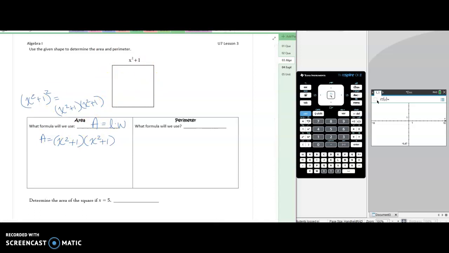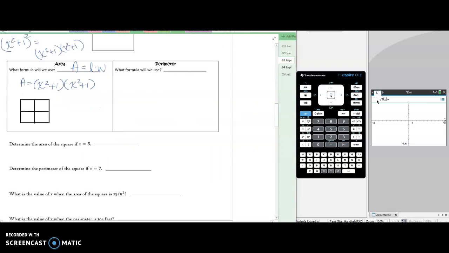I'm going to try to draw this. Actually, I'm going to pause the video and draw me a box real quick. So now we can multiply these. All right, so we have x squared plus 1 on the top and x squared plus 1 on the side. So if we multiply x squared times x squared, remember your multiplication with exponents. Keep the base and add the exponents. 2 plus 2 is 4.